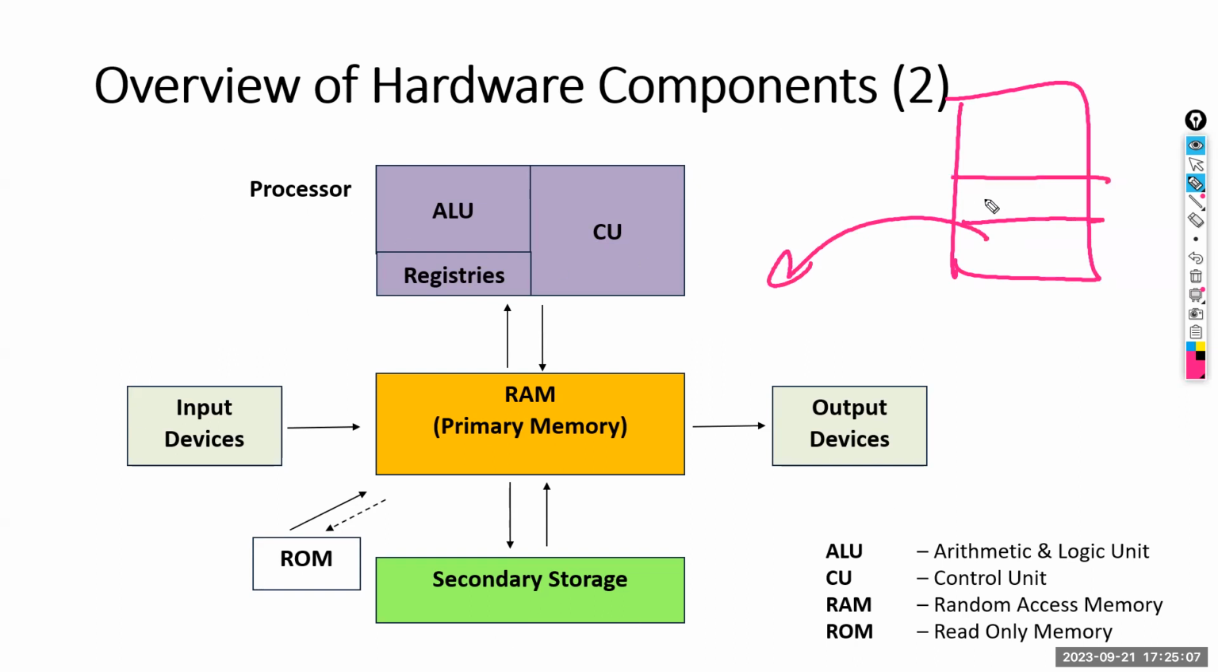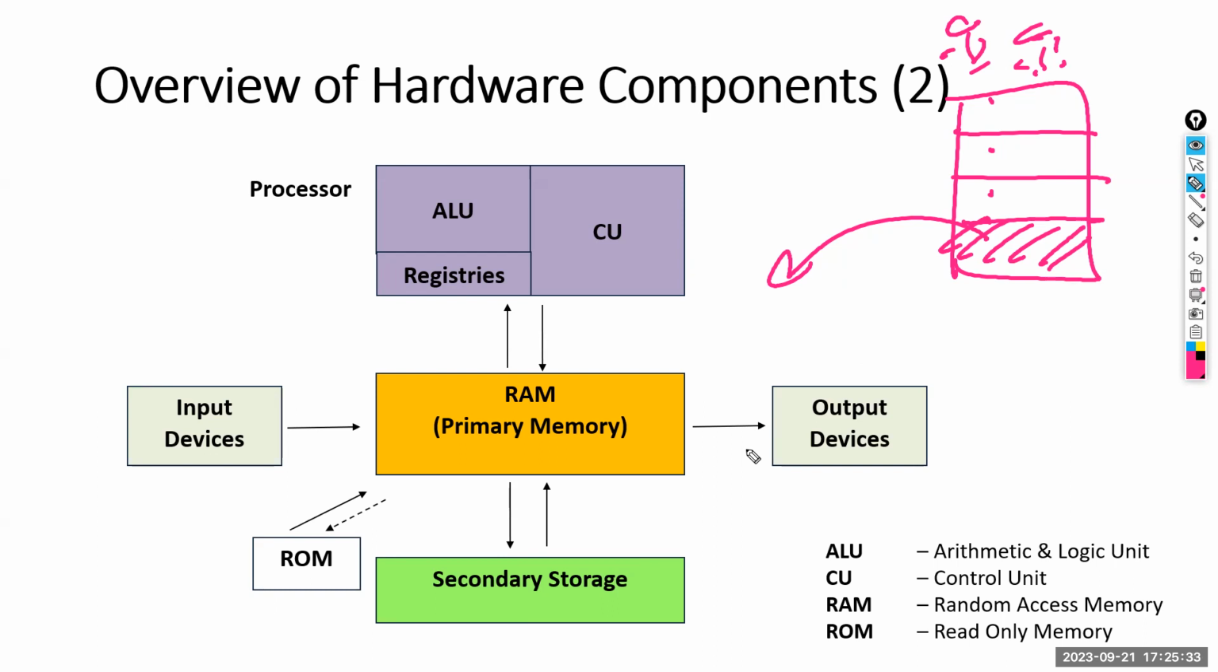Of course, on top of that, we have the firmware, system software, application software, and the liveware. So now we look at this hardware. This is how the hardware components relate to each other according to von Neumann architecture.